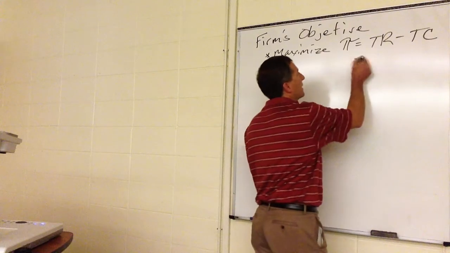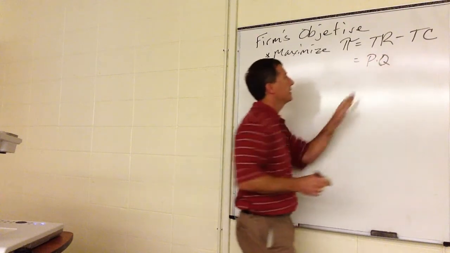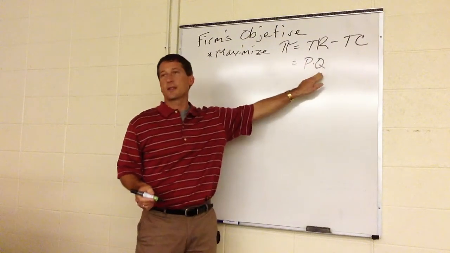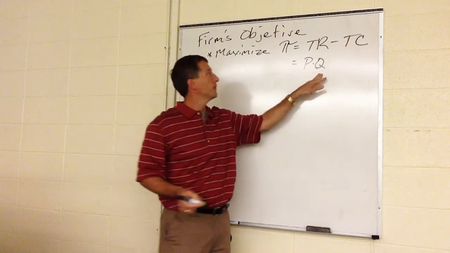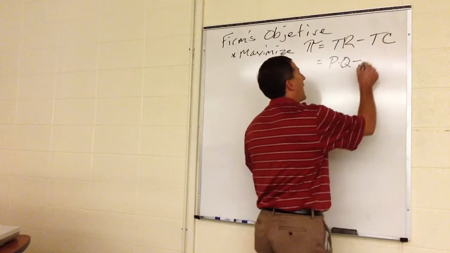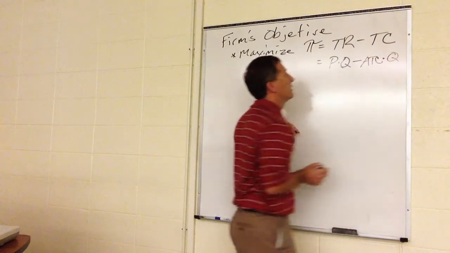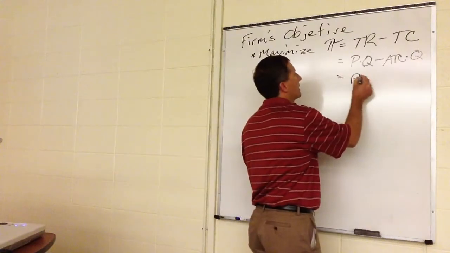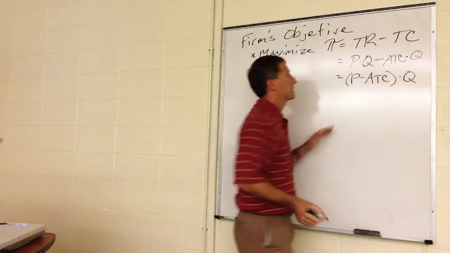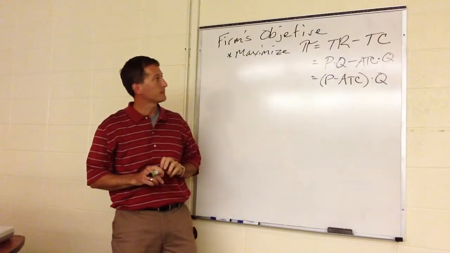We could break that down. We've done this in principles a few different times. Price times quantity. So I sell 100 glasses of lemonade at $2 a piece, I've got $200 in the cash register. Minus my average total cost per unit times the quantity. Another way to look at the profit equation is the difference between price and average cost times the number of units that I produce.